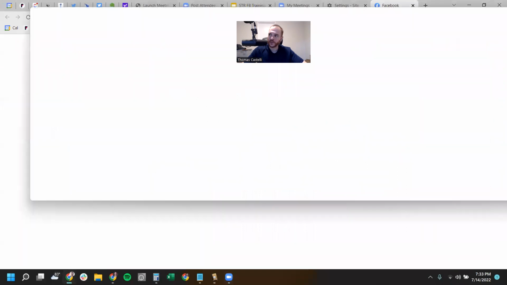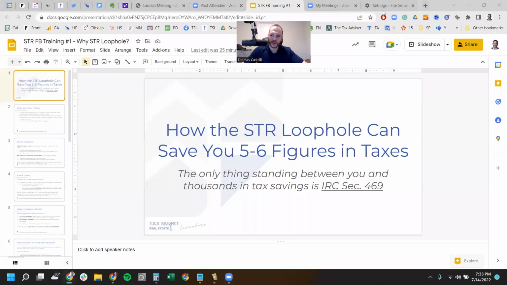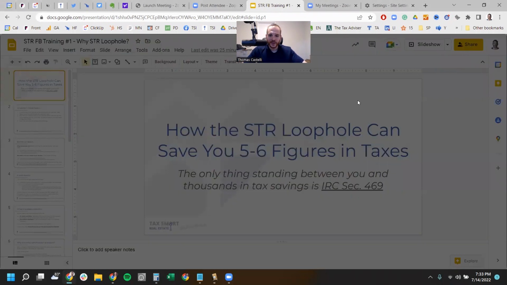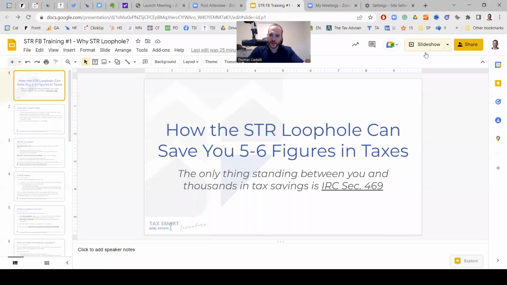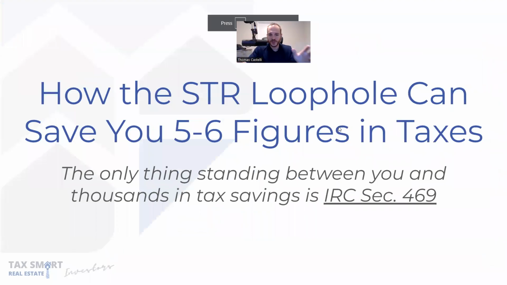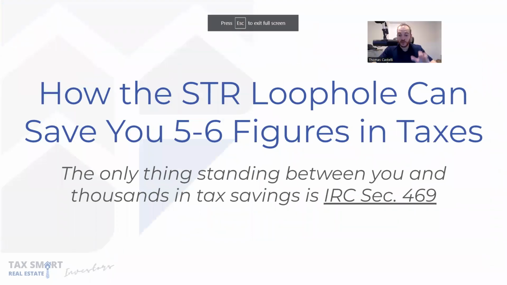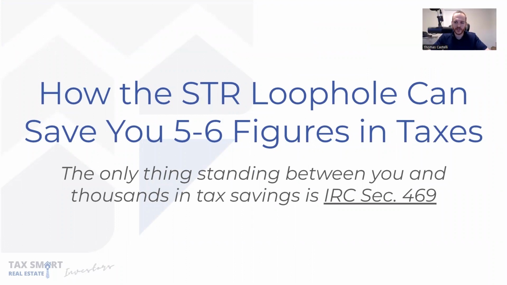All right. So today, what we're going to be going through is a presentation on Section 469, which is the passive activity rules, which limit you from taking losses from your rentals against your active real estate, and how the short-term rental loophole can save you 5 to 6 figures in taxes and help you get around that.